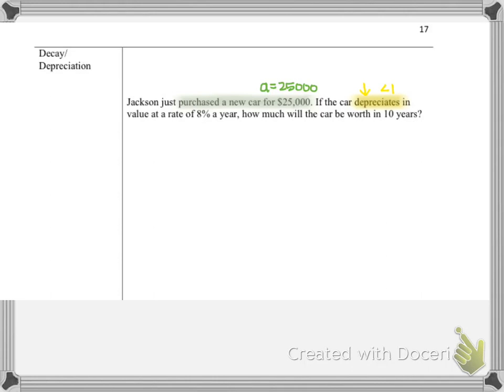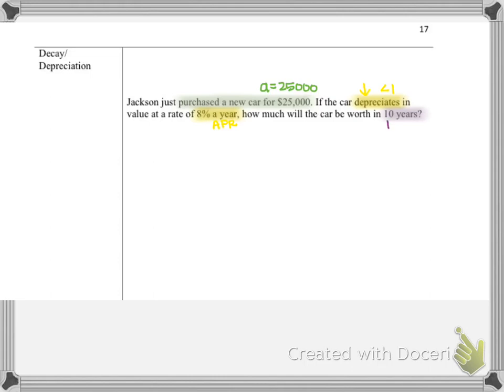All right. How much is it depreciating by? It's at a rate of 8% a year. Remember, a year is annual percentage rate, so that's APR. All right. How much will the car be worth in 10 years? All right, so that's going to be our time frame here. So 10 years, that's going to be T.